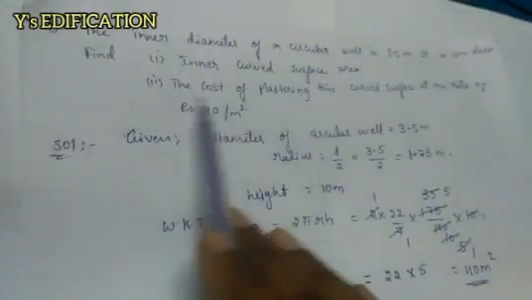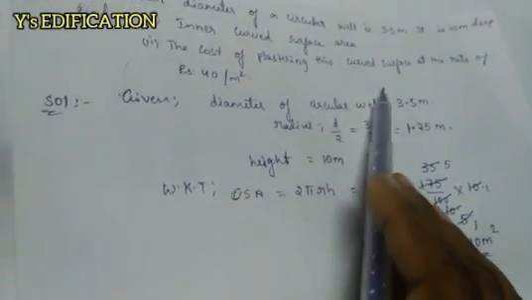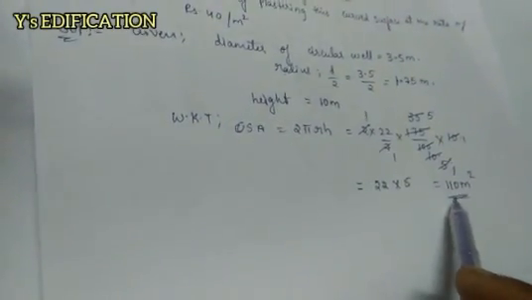Next, what we have to find? Cost of plastering the curved surface area at 40 per meter square. Okay. So we have to multiply this 110 into 40. Okay, so what is the next one here?